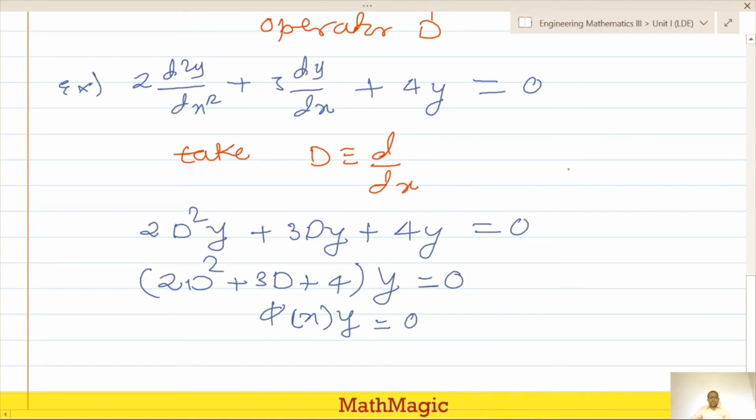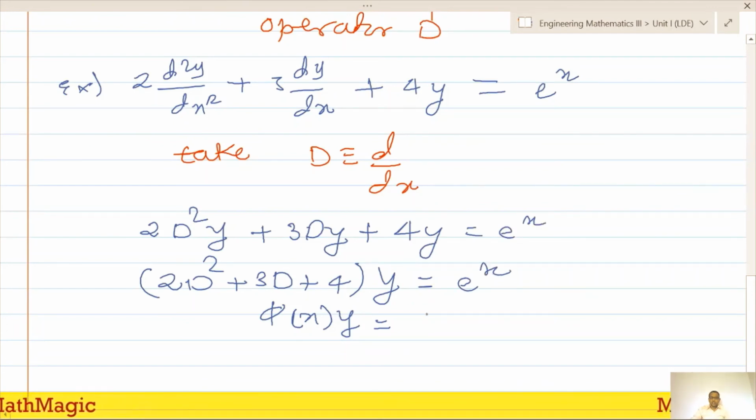Okay, so sometimes some function is here, no problem, you can also take the function here. Let us take the function so that you can understand. Suppose this is equal to e raised to x. So this is the function phi of D, not x, sorry for this. So this is phi of D into y equal to e raised to x.